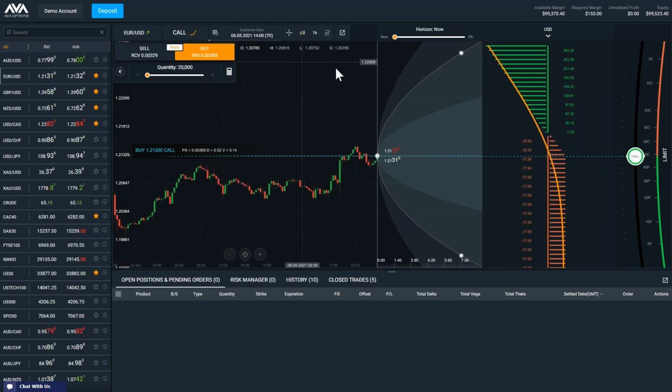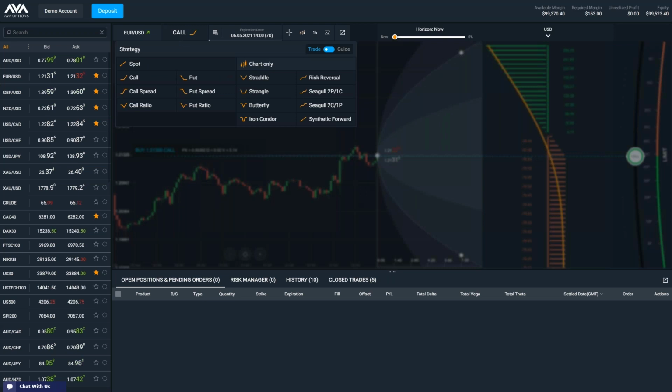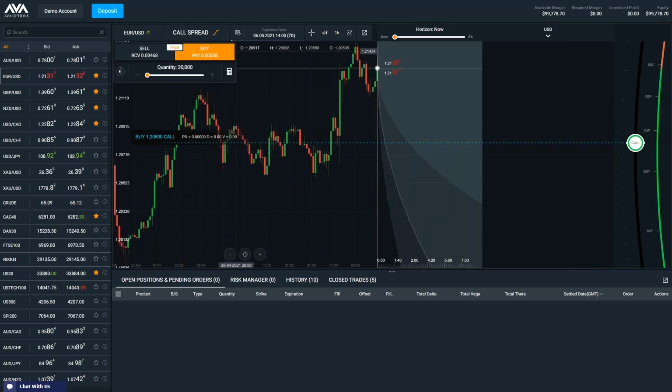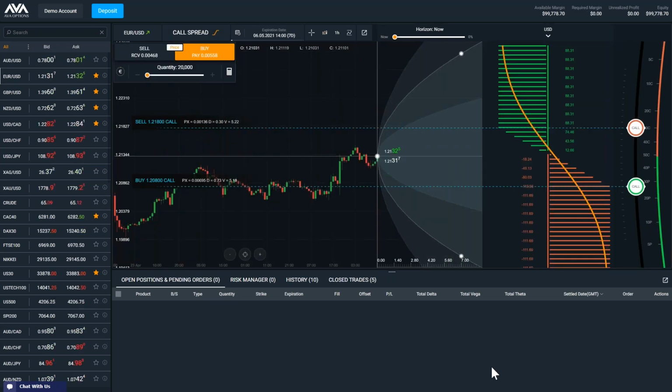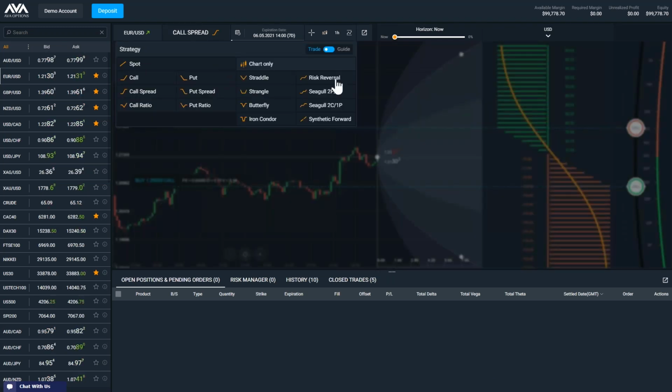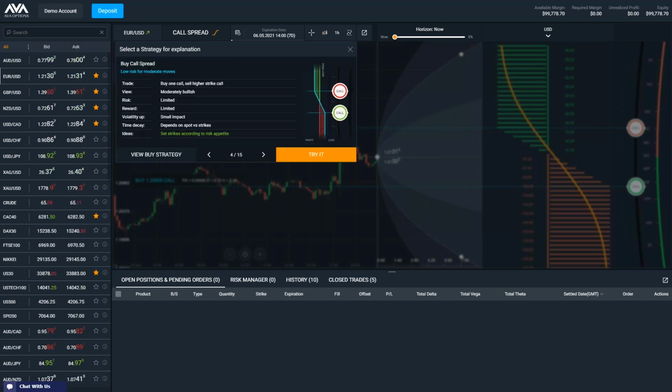Let's have a look at other option strategies. For example, a call spread. A call spread means you're buying one option and selling another option. If you don't know what these strategies are, by the way, you can just click here, Guide, choose the strategy, call spread, and you get a little explanation of what a call spread is. In a call spread, it's a low risk trade. You're buying one option and selling another.